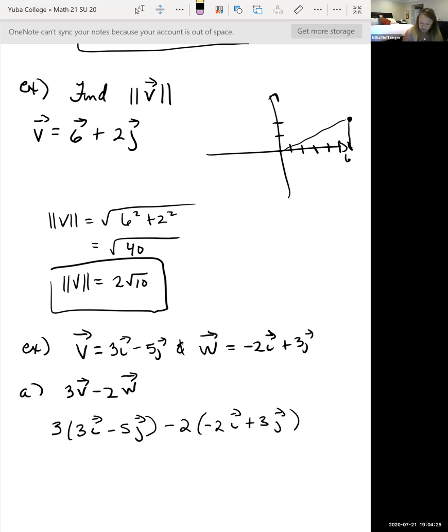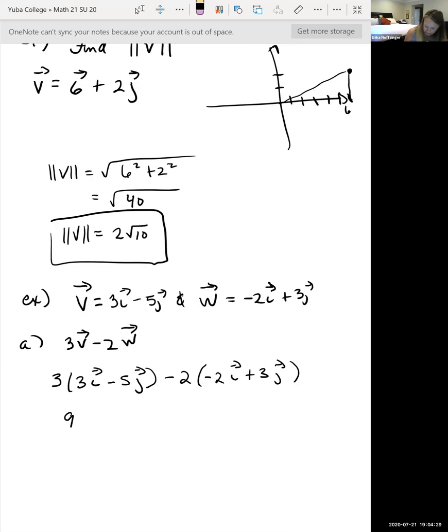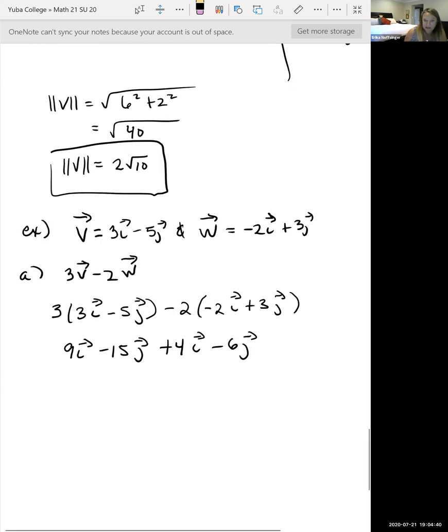We can think of it with a distributing property. So this is really like 9i minus 15j. This will be plus 4i minus 6j. Let's add our horizontal components. So 9 plus 4, so this is 13i. Negative 15j minus 6j, that's negative 21 vector j.